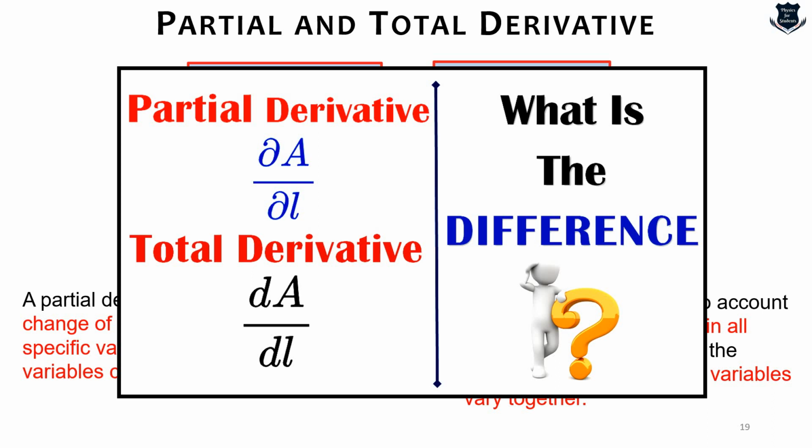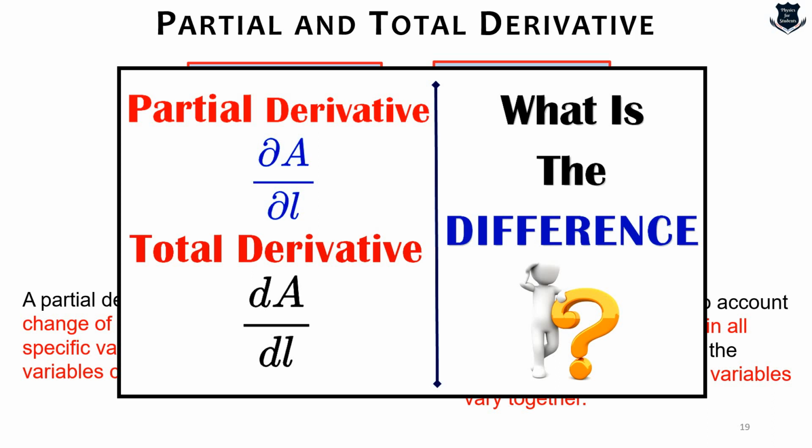Now, what you see right now are symbols. You can see the total derivative uses the simple Latin or English letter d, whereas the partial derivative uses a curly d. The question is: is this a Greek letter? Is this an English letter? Is this a Latin letter? Is it a Roman letter? What is it?